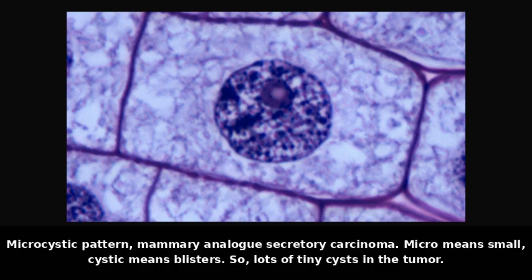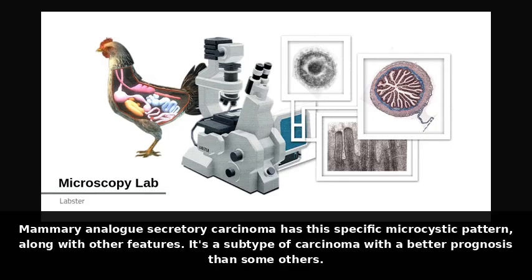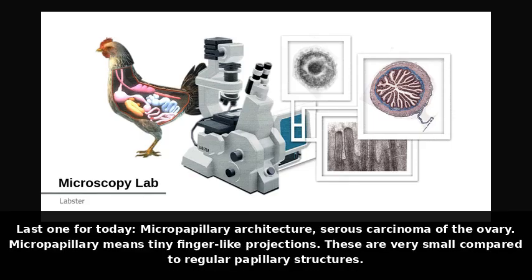Micro means small, cystic means blisters. So lots of tiny cysts in the tumor. This one sounds similar to some breast cancers. How is it different? Mammary analog secretory carcinoma has this specific microcystic pattern along with other features. It's a subtype of carcinoma with a better prognosis than some others. Last one for today, micropapillary architecture, serous carcinoma of the ovary.